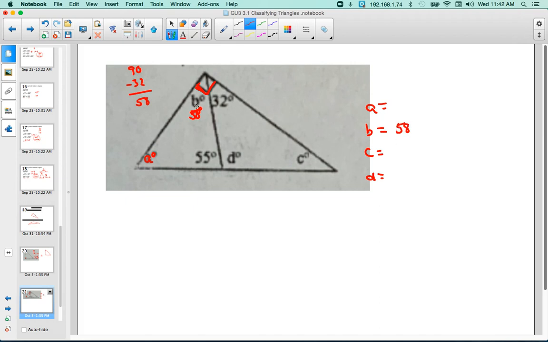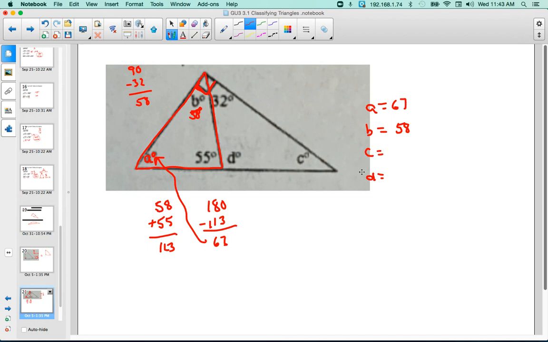Once I know that measure, I then take a look at this triangle over here on the left. I know that triangles have to add up to 180, so I've got 58 and 55. If I add those together, I get 113. I subtract 113 from 180. All right, and I get 67. Well, that 67, that's what goes with angle A. Okay.